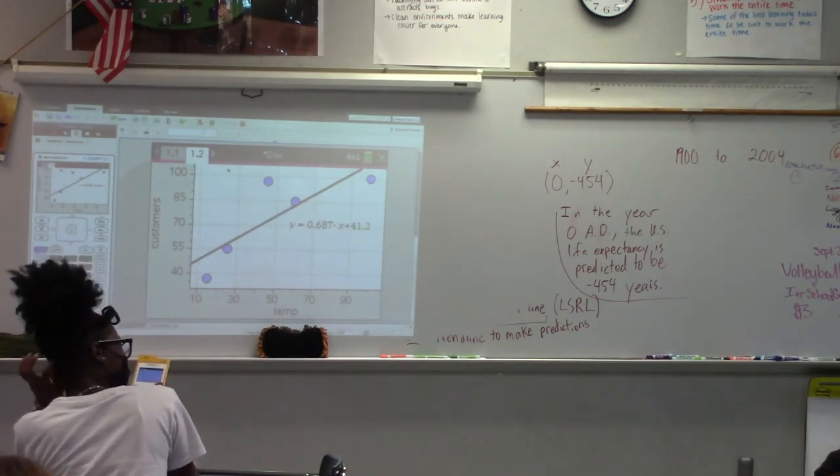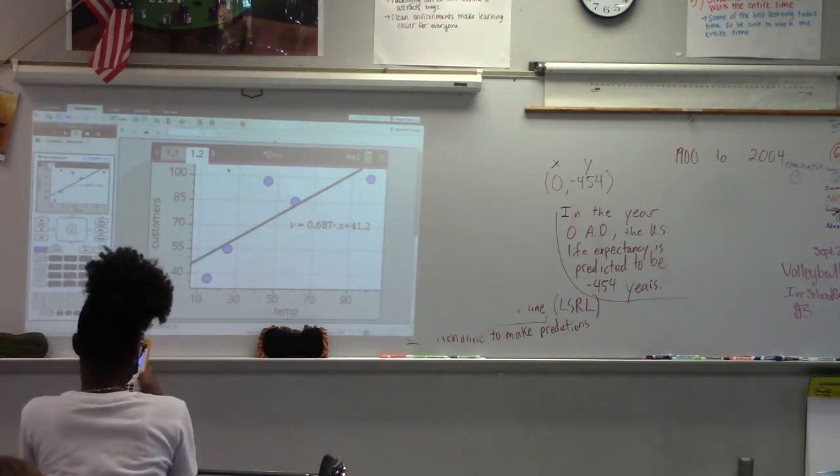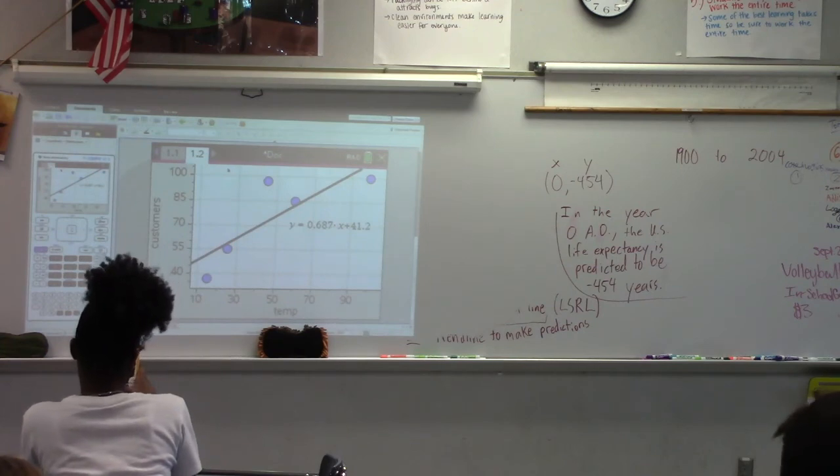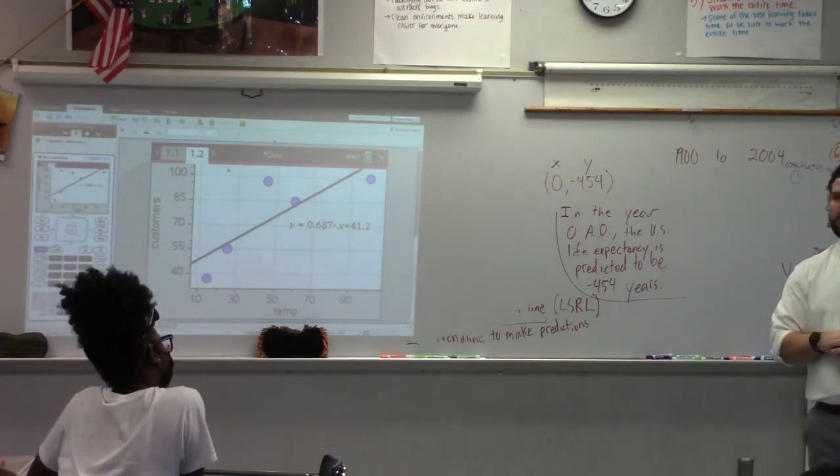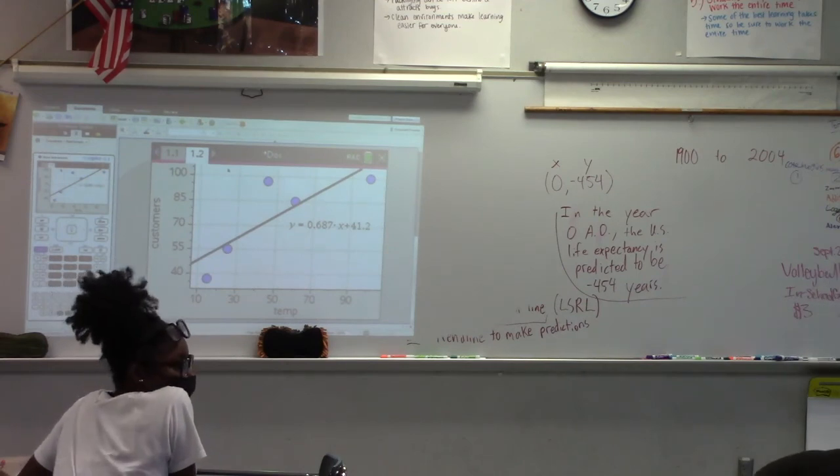I'm telling you this right here, right now. There will be the expectation that you be able to do this on your test, or not on your test, but on the assessment, okay? There will be the expectation that you know how to create a linear regression like this on the assessment. Yes, sir?